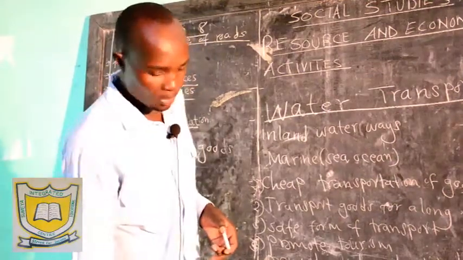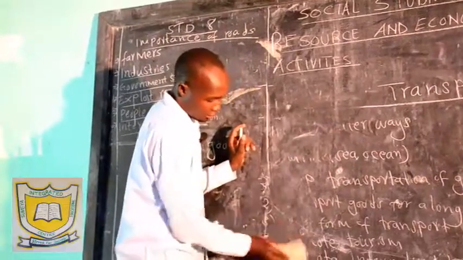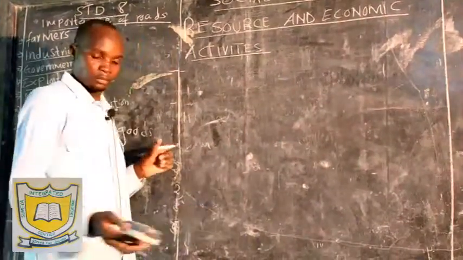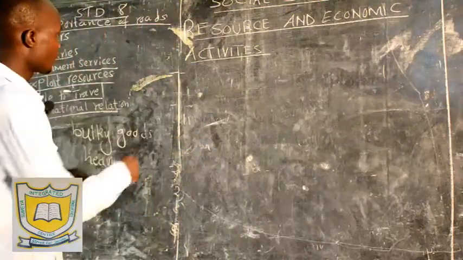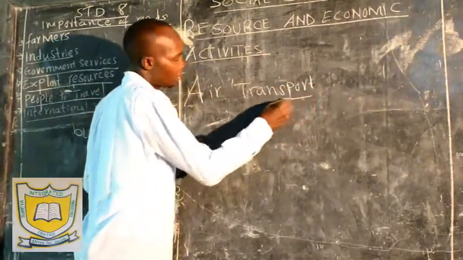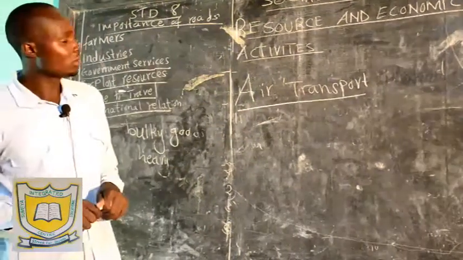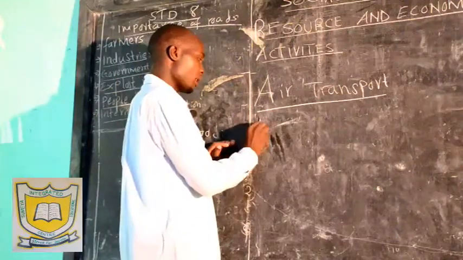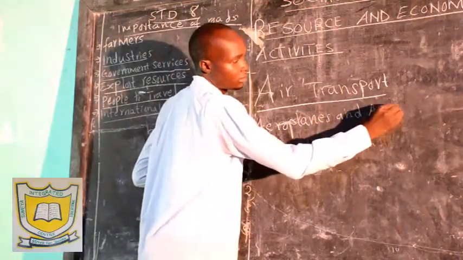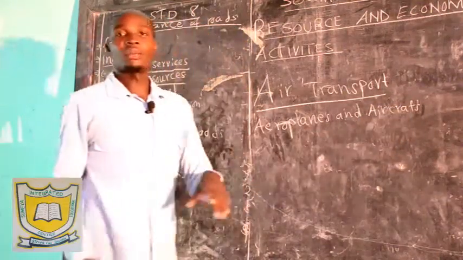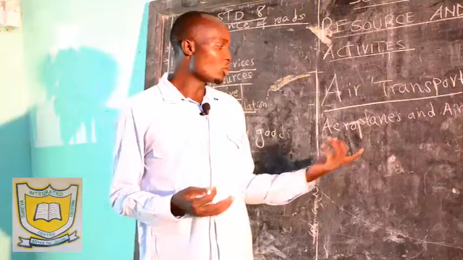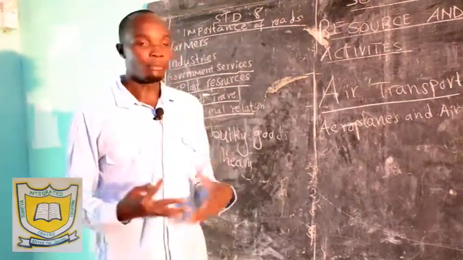So we are going to look at air transport. With air transport, we are looking at the use of aeroplanes and aircrafts. Those are the ones used in air transport, where the planes may be used to transport passengers, tourists, and some perishable goods like flowers.